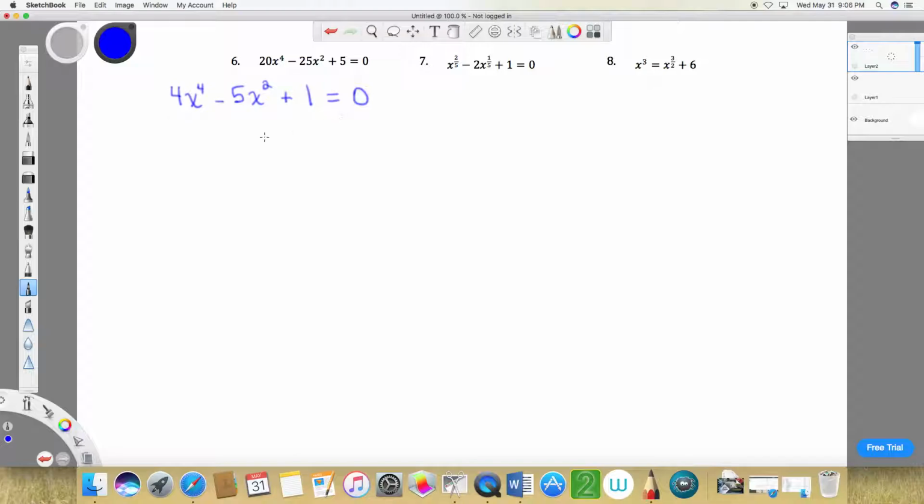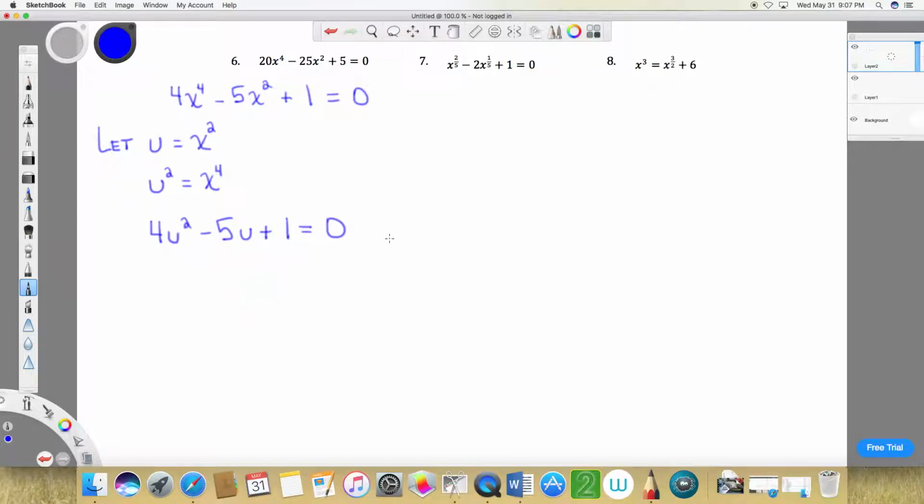Again, we're going to do a change of variable. We're going to let u equal this middle term, x squared. And if we square both sides of this equation, then we're going to let u squared be x to the fourth. So although this original equation is not a quadratic equation, through this change of variable, everywhere we see x to the fourth, we replace it with u squared. And everywhere we see x squared, we replace it with u. And now I do have a quadratic equation.